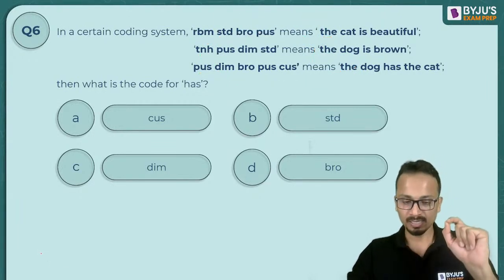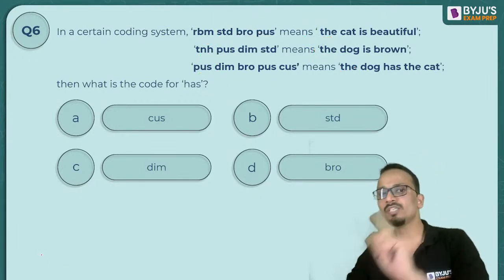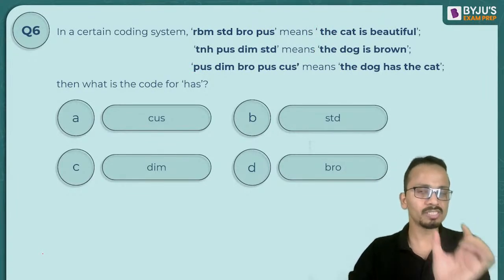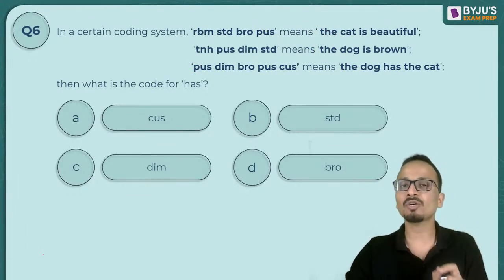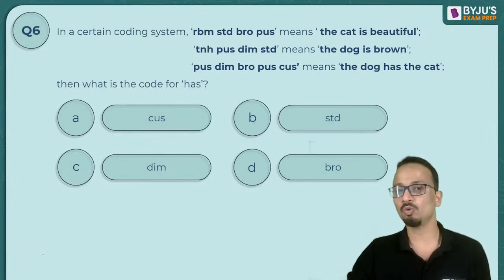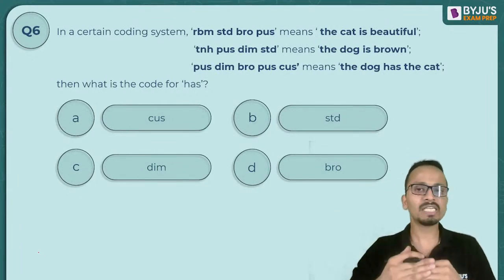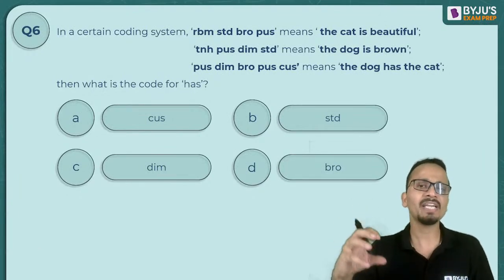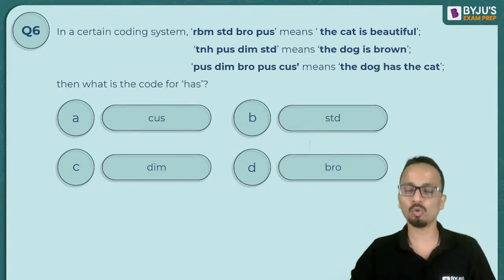So the main thing here is every word is associated with a particular code, but that particular code is not written at its corresponding position. So how to determine the codes? We'll be comparing 2 statements at a time, and we'll be finding the common word and the common codes.